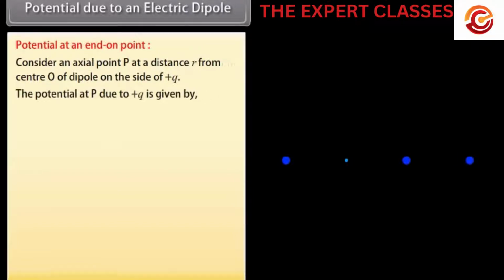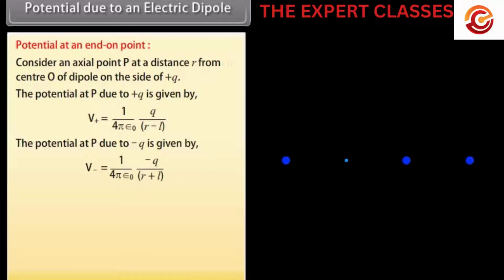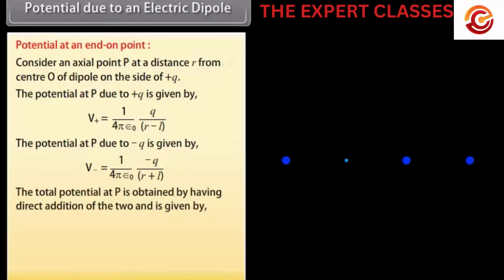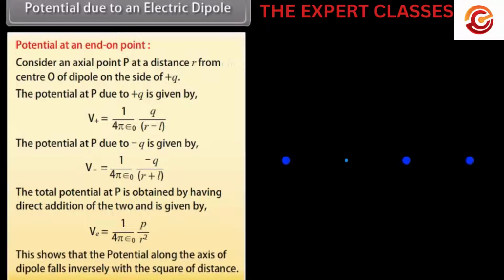The potential at P due to plus q is given by V positive equals 1 upon 4 pi epsilon naught multiplied by q upon r minus l. The potential at P due to minus q is given by V negative equal to 1 upon 4 pi epsilon naught multiplied by minus q upon r plus l. The total potential at P is obtained by direct addition of the two and is given by V_E equal to 1 upon 4 pi epsilon naught multiplied by p upon r square. This shows that the potential along the axis of dipole falls inversely with the square of distance.